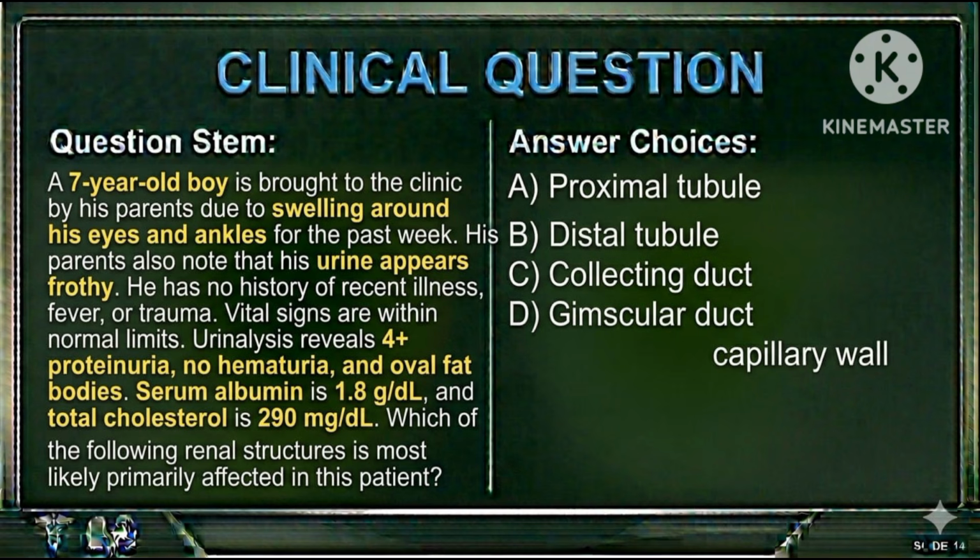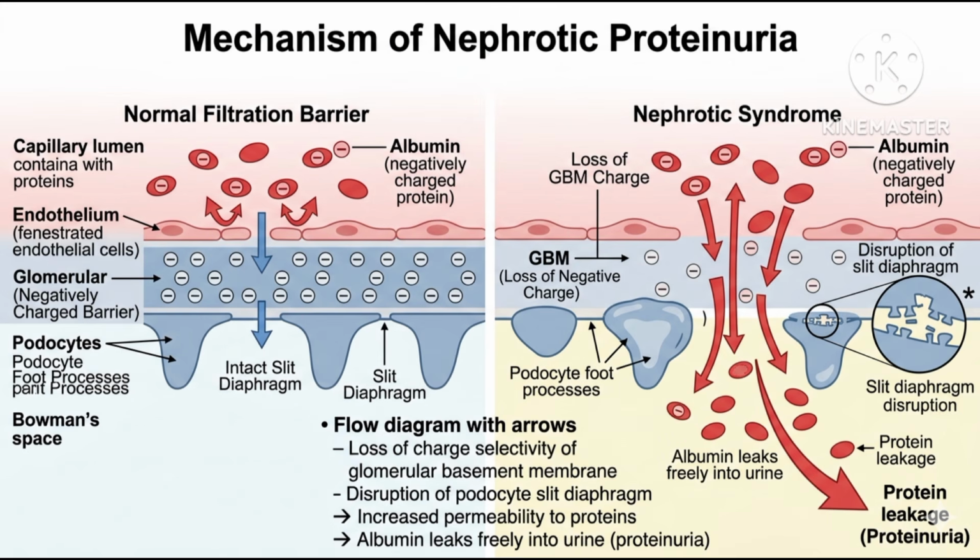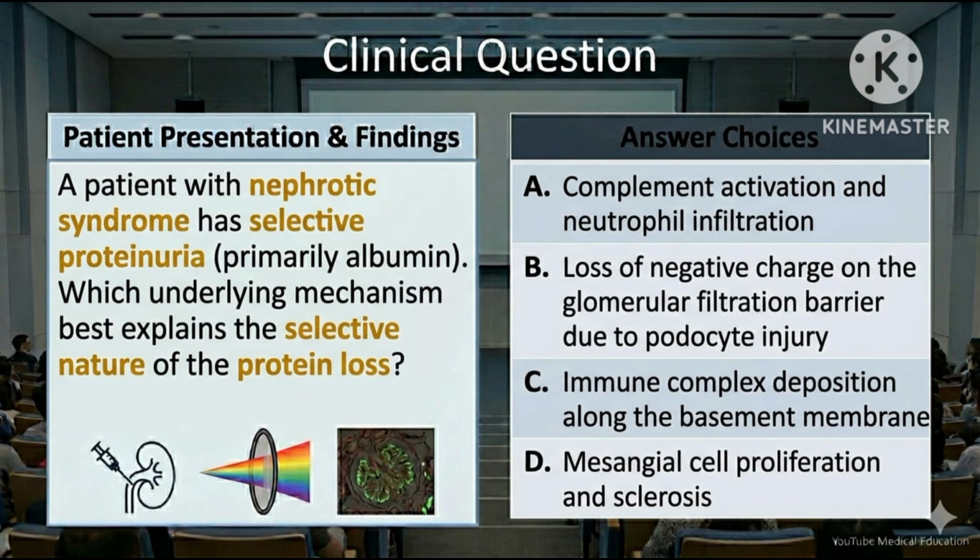Proteinuria, low albumin, edema, and high cholesterol. These are characteristic findings in nephrotic syndrome. Glomerular basement membrane is primarily affected in this patient. Glomerular basement membrane is negatively charged. It doesn't allow proteins to leak into urine, but in nephrotic syndrome there is damage to podocyte causing impaired charge barrier leading to proteinuria.